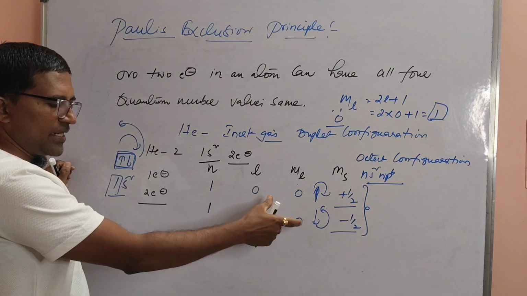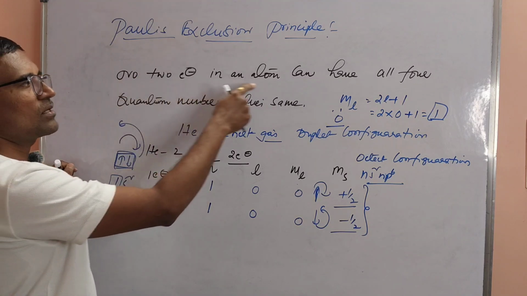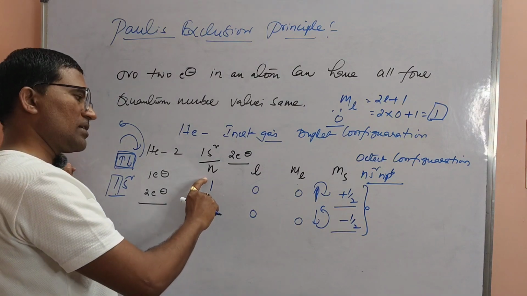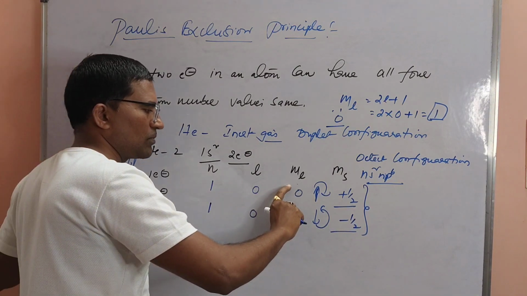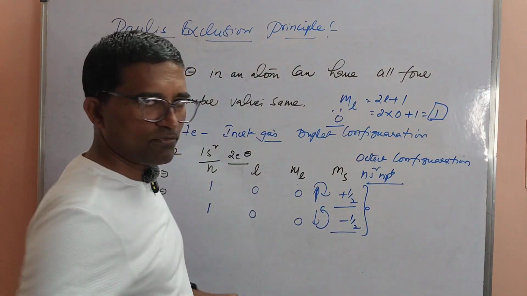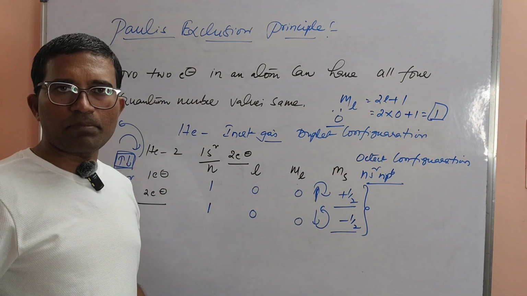So I hope you are all satisfied with the statement I wrote on the board: no two electrons in an atom can have all four quantum number values the same. These are the same, these are the same, these are the same, but these two differ. This is plus half and this is minus half. I hope you all understood this example.